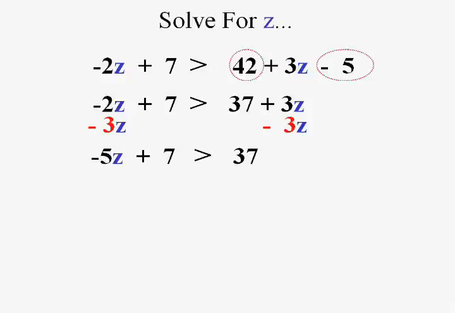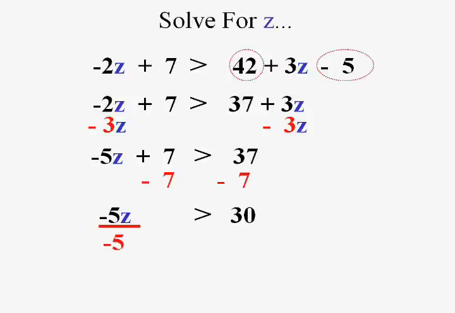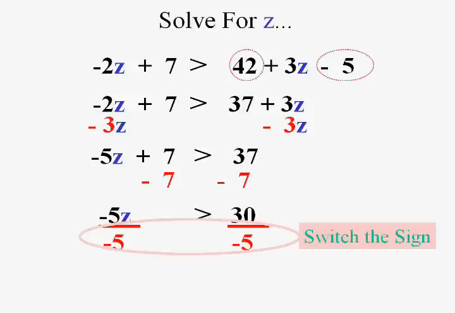Now, keep your eye on the z. Who's keeping the z from being alone? The 37 isn't bothering you at all. Got to get rid of that 7. So I'll subtract 7 from both sides. And then I have to get rid of the negative 5. Now the negative 5 is multiplying, so I'm going to have to divide by a negative. Of course, if I do it on that side, I have to do it on this side. Now when I divide by a negative, I have to flip the sign.